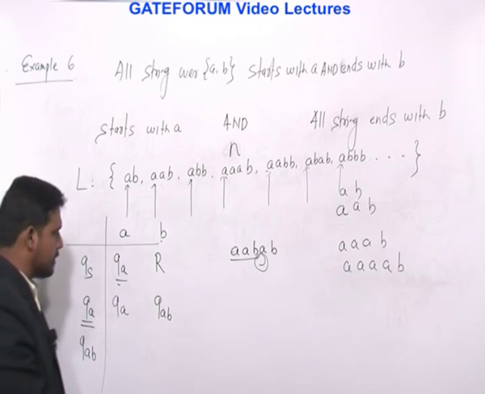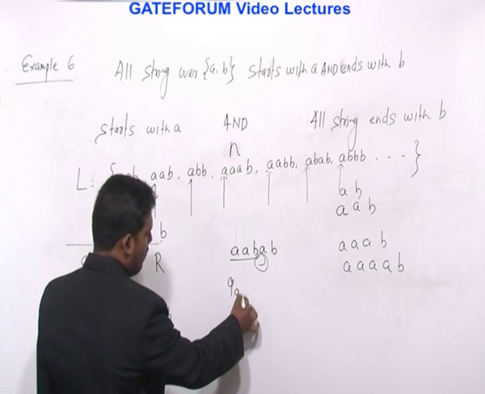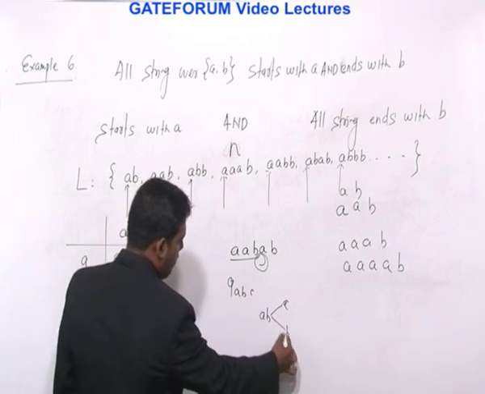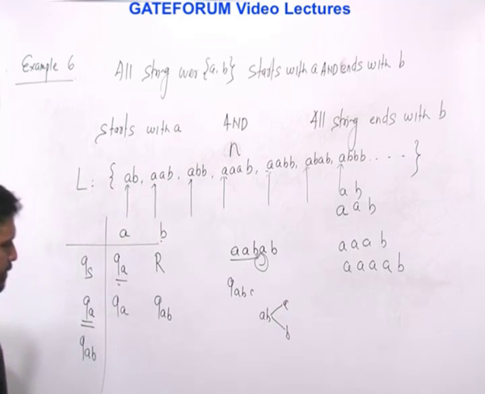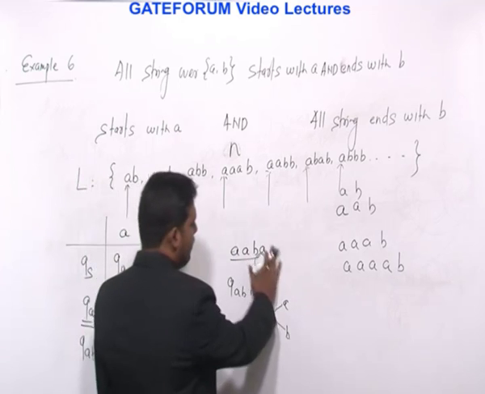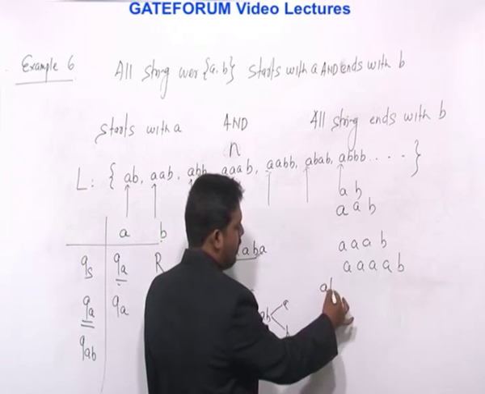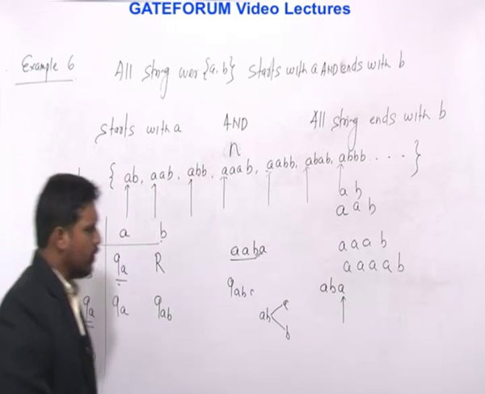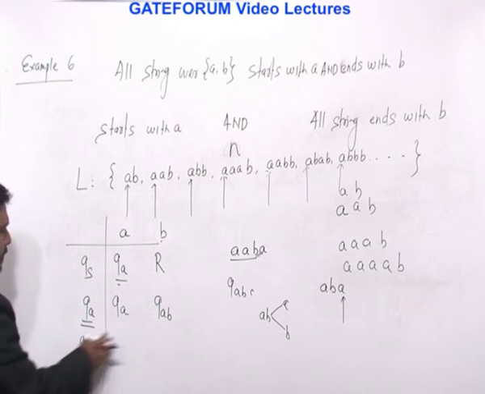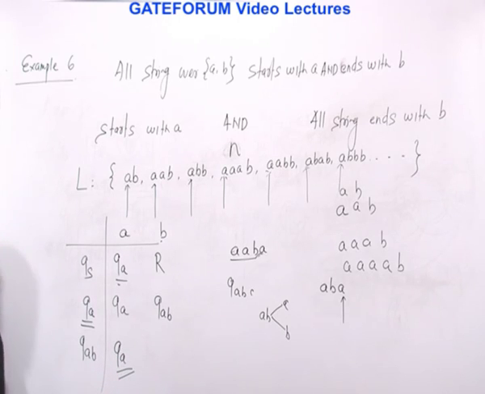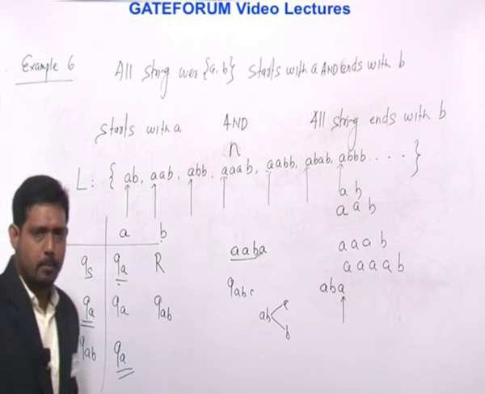So there are two possibilities after QAB. Either A will come, or B will come. If A comes, you cannot end the string there. Suppose AB is already satisfied, you cannot end the string with A, right? So after AB, if more A's are coming, then we will send it back to the QA state, since the last scanned alphabet is A.